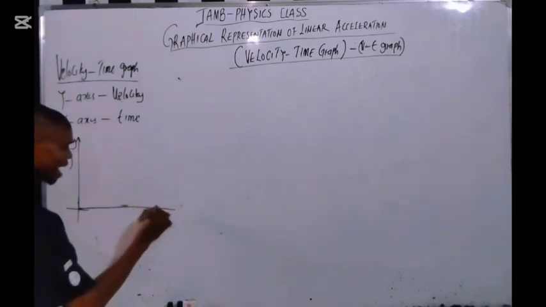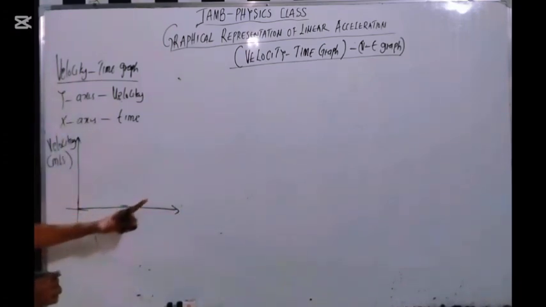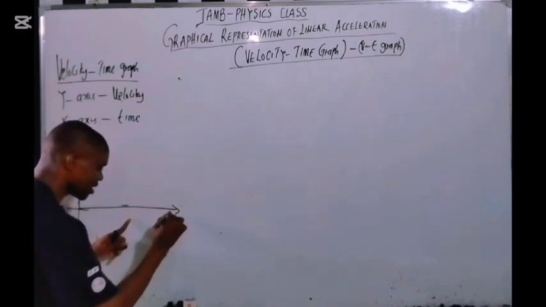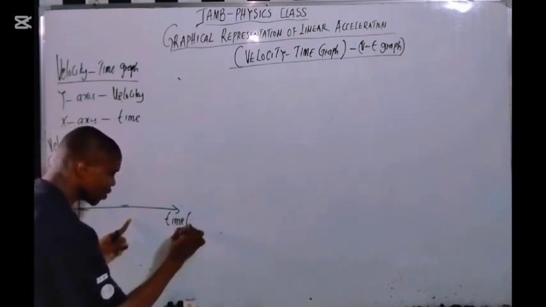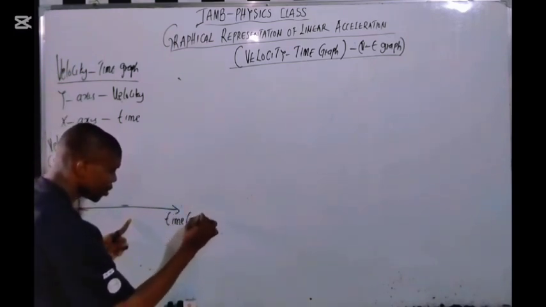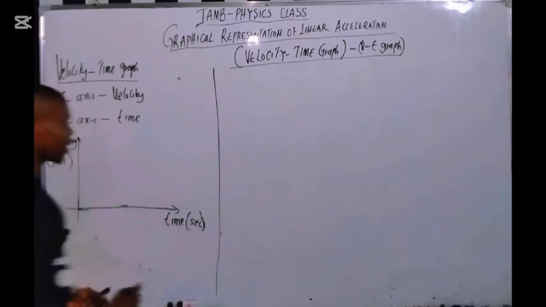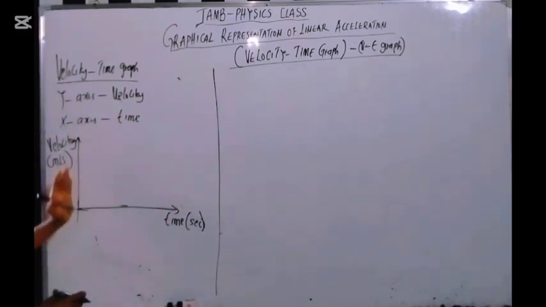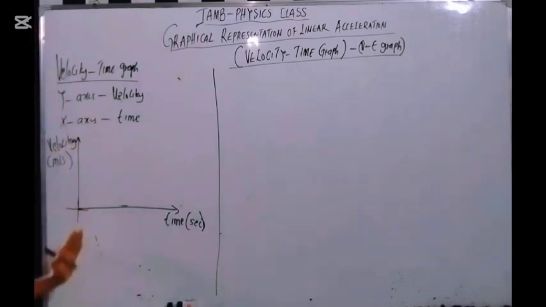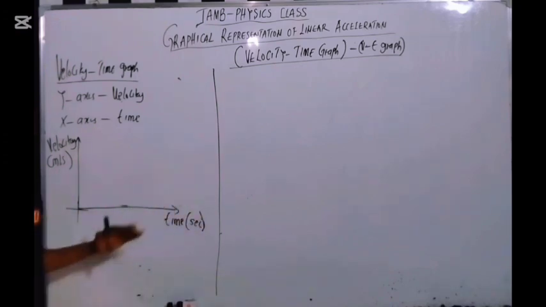Then here we have time. Time will be the x-axis, and time is in seconds. Do you understand? So this is called the velocity time graph. Every velocity time graph only has v, which is velocity, on the vertical axis, while the time is on the horizontal axis.